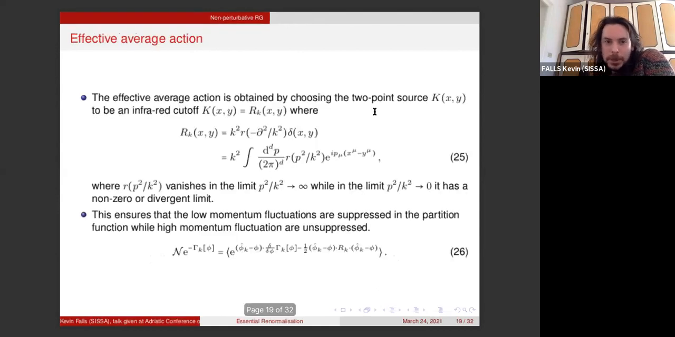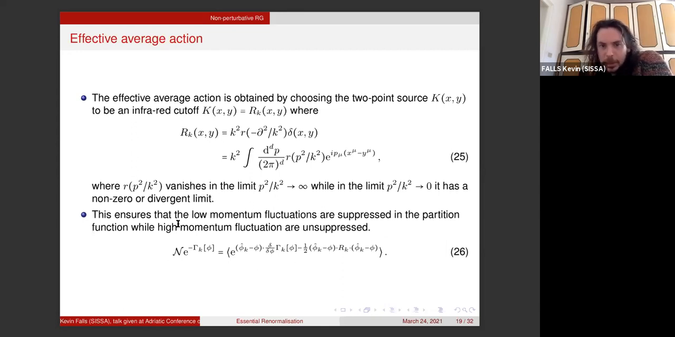So within the formalism that I introduced, what you do is you take this two-point source and you turn it into an infrared regulator. So then in position space, it has this form, and if you transform into momentum space, it depends on this kernel, which depends on the ratio of the momentum divided by k squared. And then the point is this kernel, when you take the momentum very large, it should vanish so that you're integrating out the large momentum modes unsuppressed. And when you take the limit that p goes to zero, then it should either go to a finite limit or it should diverge so that you're already suppressing the low energy modes.